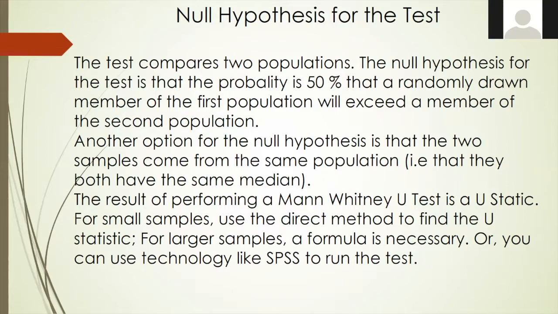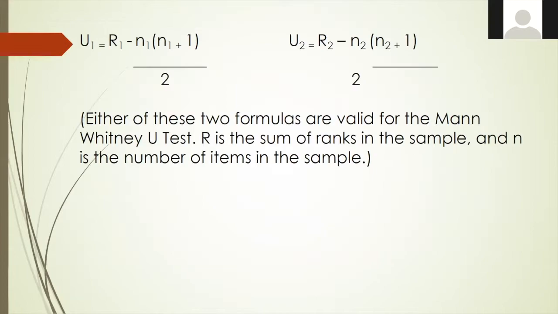The result of running a Mann Whitney U Test is the U statistic. For small samples, use the direct method to find the U statistic. For larger samples, a formula is necessary, or you can use technology like SPSS to run the test.